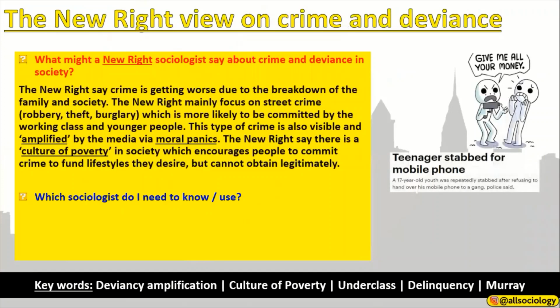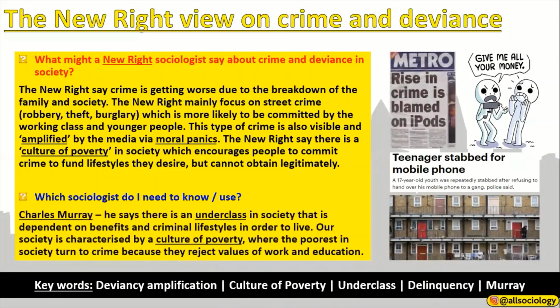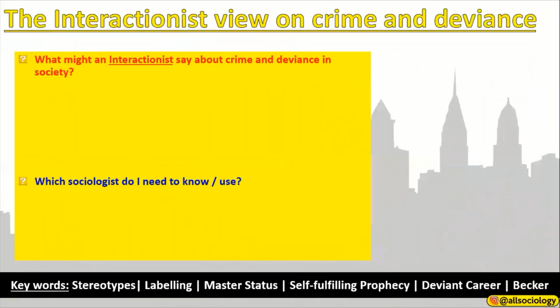So effectively, the new right argument, or the right realist argument, is Charles Murray blaming poor people for committing crime because there's this culture of poverty. And he argues basically that we're never going to get beyond this because it's very visible types of crime. It's amplified by the media. And because of the structural misgivings in our society and the fact that these people aren't socialized correctly, they will then turn to crime as a result of achieving their goals.